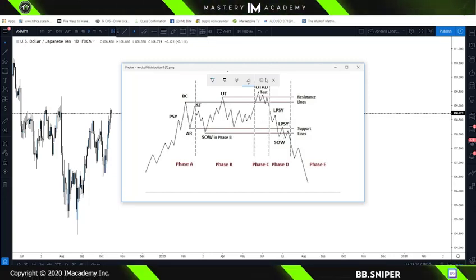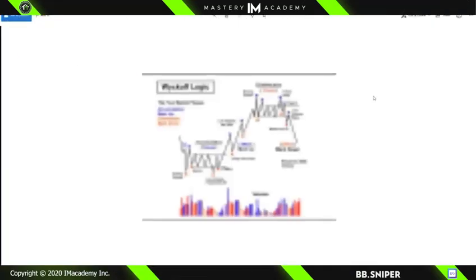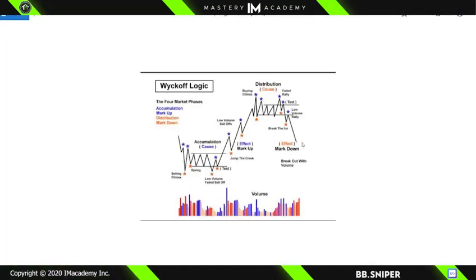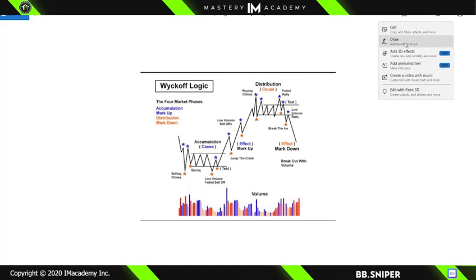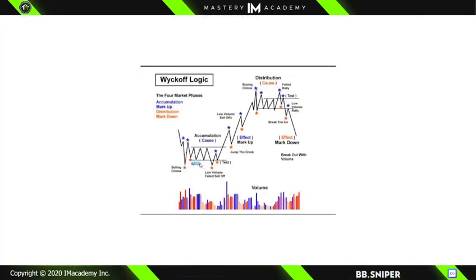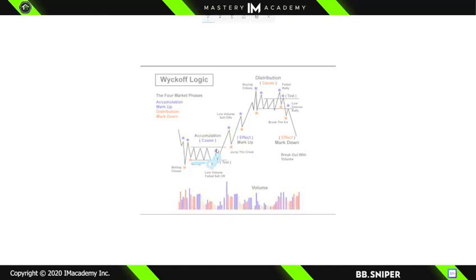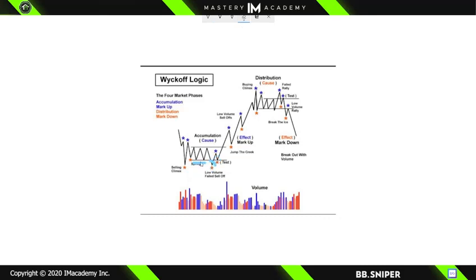Okay? So let's look at this with Wyckoff logic. As you can see, we had a W formed, the W taken out, and two possible areas to play. Same thing with distribution. There was an M formed, and then two possible play areas.